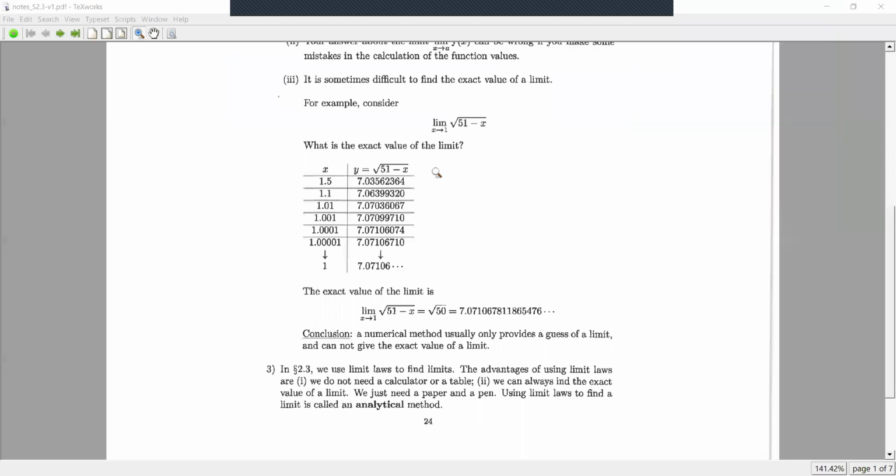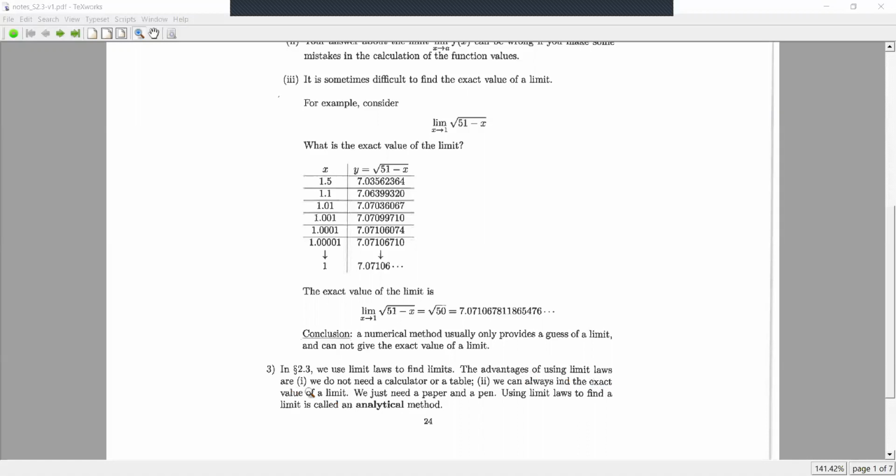There are some other drawbacks of using a table to find a limit. For example, using a table to find a limit is time consuming. Computing function values takes time. Now, in this section 2.3, we don't use a table to find a limit. Instead, we use limit laws to find a limit. I can see two advantages of using limit laws to find a limit.